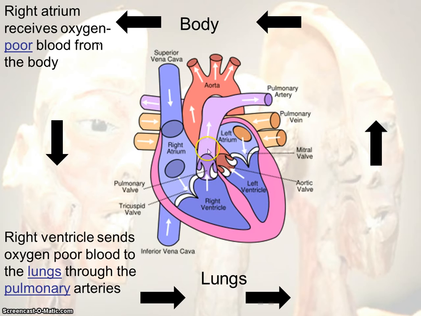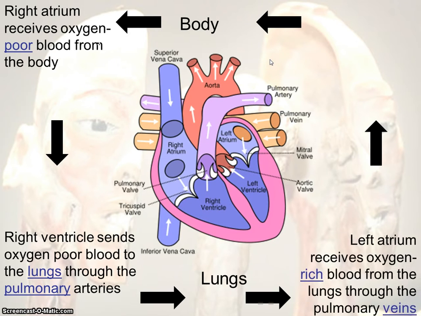So blood's going to flow from the right ventricle through the pulmonary artery to the lungs where it can get more oxygen. Then in the lungs, once you breathe in, oxygen is going to enter the blood. Then that blood is going to flow from the lungs through the pulmonary veins into the left atrium. So the left atrium now has received blood that has oxygen in it from the lungs.